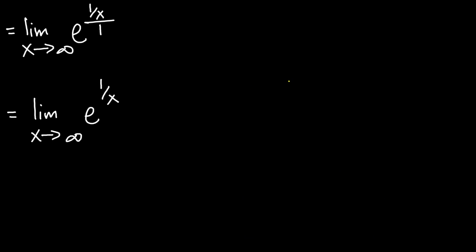Now as x approaches infinity, 1 divided by x will become 1 divided by infinity. So in this case, we have 1 and it is being divided by a very big number. Therefore, 1 divided by infinity will approach 0. Therefore, the limit as x approaches infinity will be equal to e to the power of 0. And we know that any number raised to the power of 0 is 1. So this will be equal to 1.